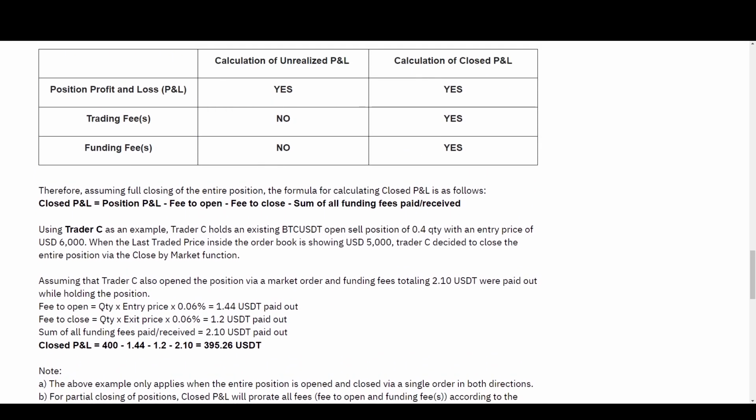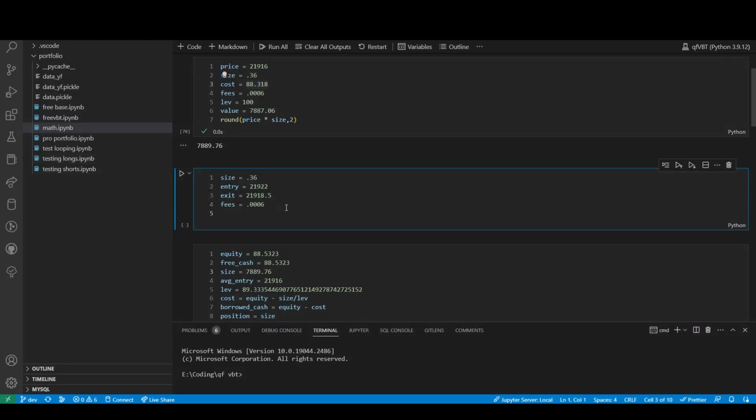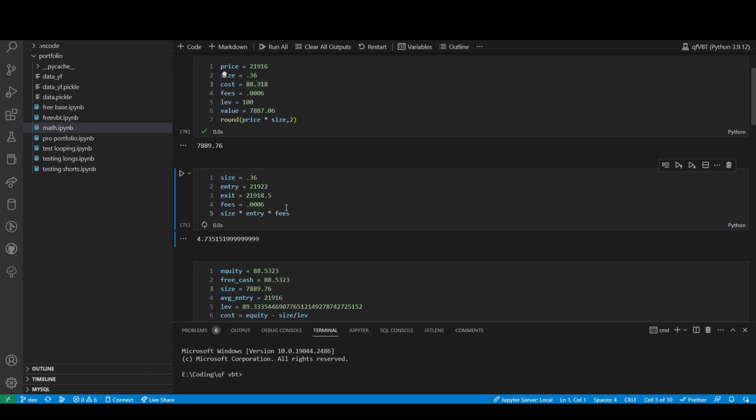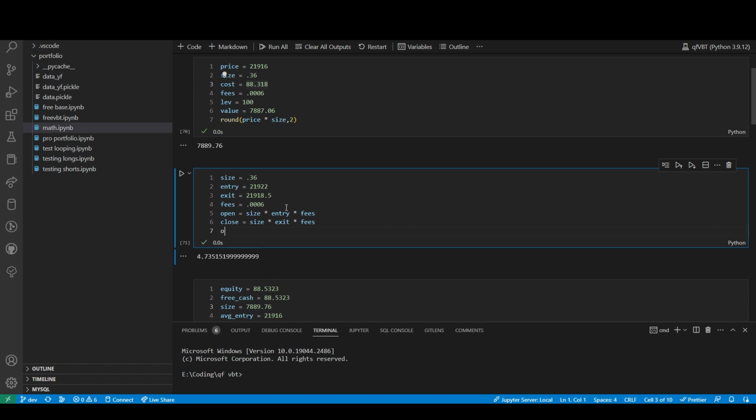It says here we do size times entry times fees. Open fee. Close equals size times exit times fees. Open plus close. $9.09.